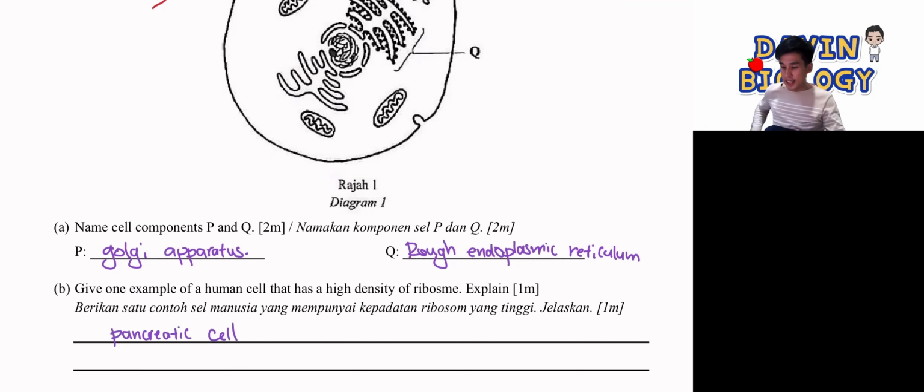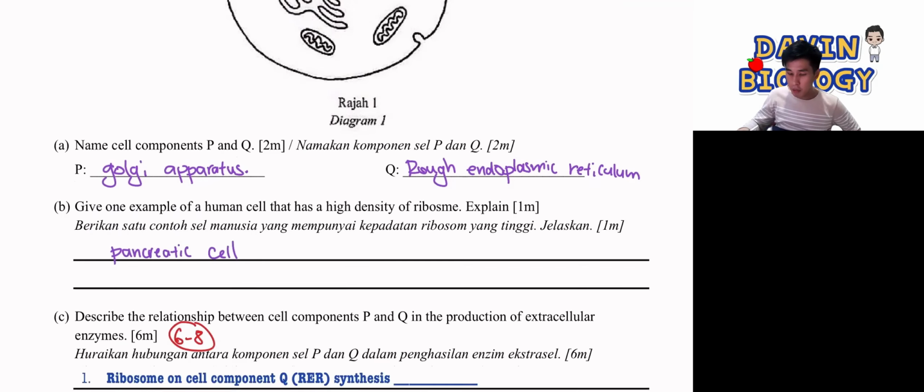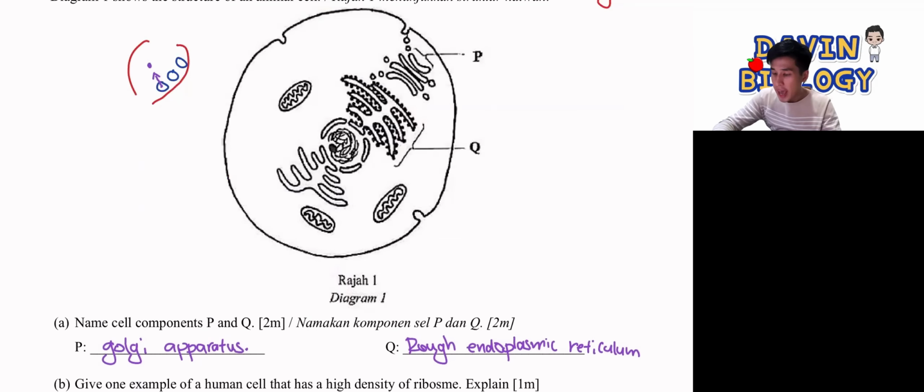Next question is our essay question, 6 to 8 marks. Okay, we're going to aim for 8 marks. So describe the relationship between cell component P and Q in the production of extracellular enzyme. So how do rough ER and your Golgi help in producing enzyme?